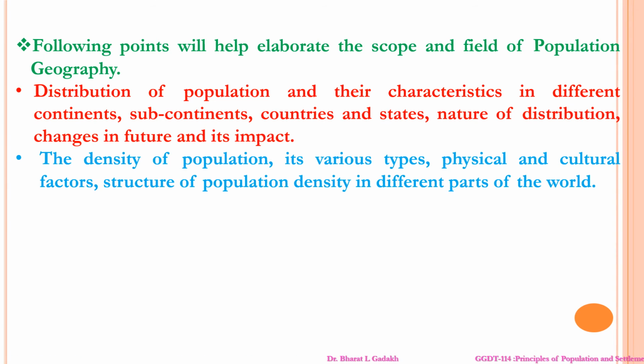The density of population is very important. It has various types, physical and cultural. These are some factors that affect the density of population. The structure of population density differs in different parts of the world.